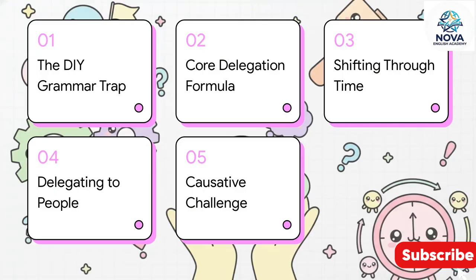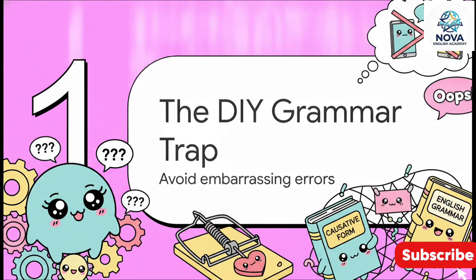We'll hit the DIY grammar trap, break down the core delegation formula, learn how to shift through time, delegate to specific people, and then cap it all off with the ultimate causative challenge. Section 1, the DIY grammar trap. Let's make sure we avoid some highly embarrassing errors.